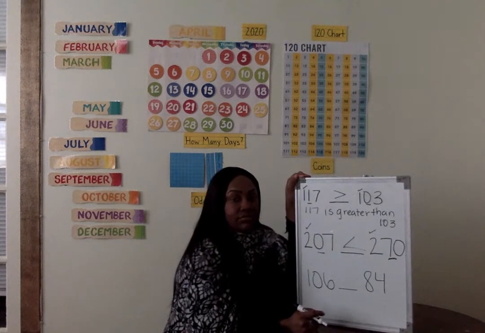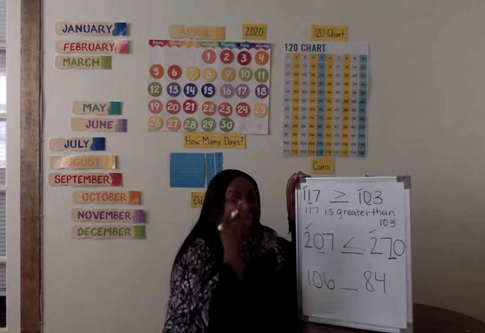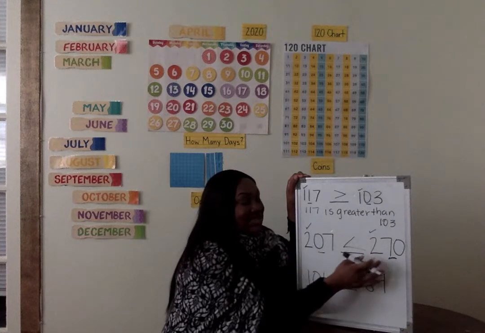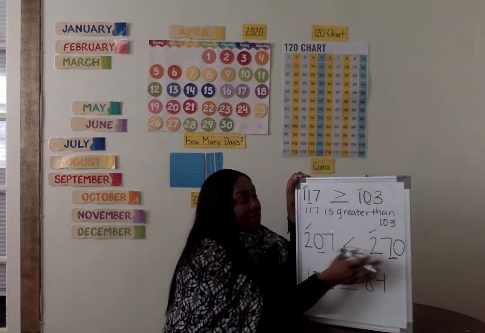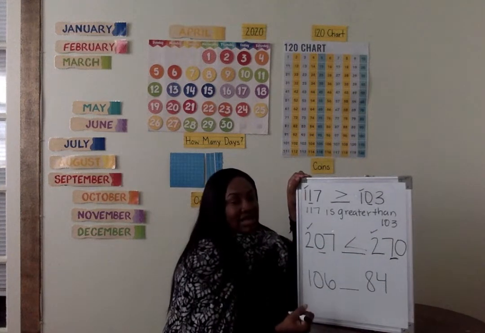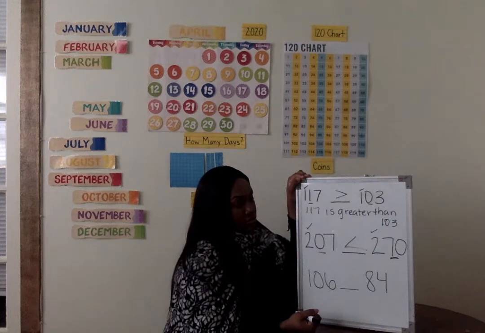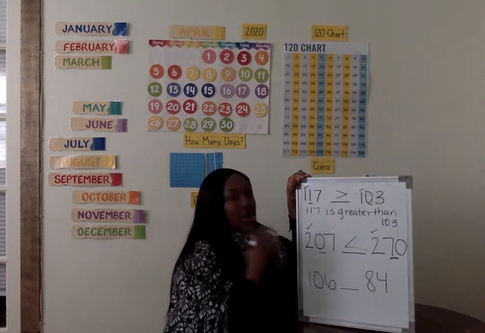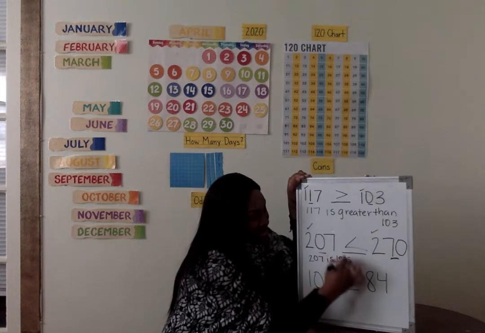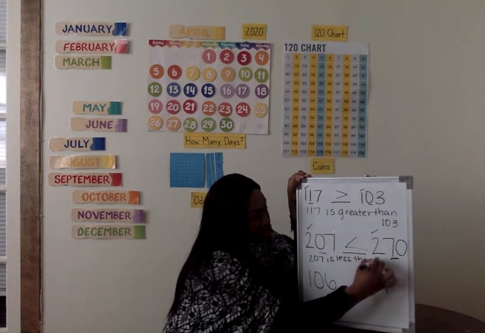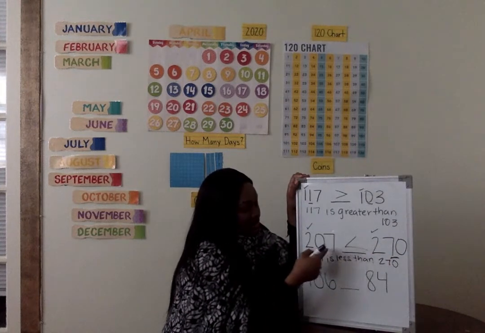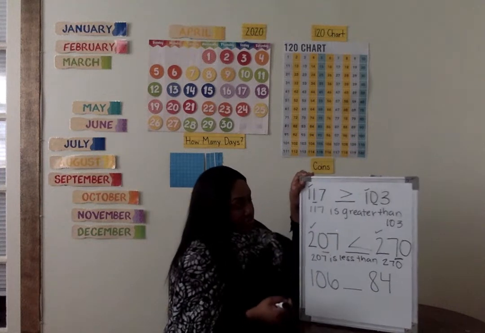How do you know? Oh, that's right. Because 0 tens is less than 7 tens. So the alligator mouth is going to want to eat the number that's greater. If I were reading this from left to right, what would I say? You got it. So easy. You would say 207 is less than 270. And we know that because 7 tens is greater than 0 tens.